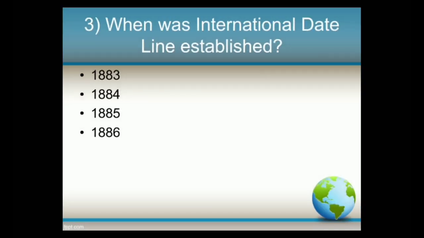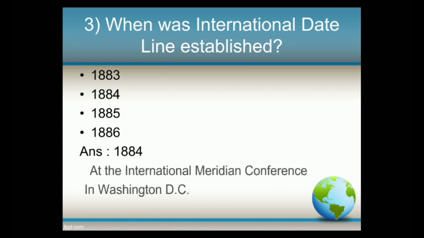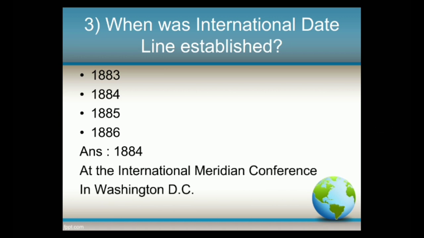Next, when was the international date line established? The answer is in 1884 at the International Meridian Conference in Washington, D.C. You all please remember this year and where it was established, meaning the decision of this line was taken, at the International Meridian Conference in Washington, D.C.